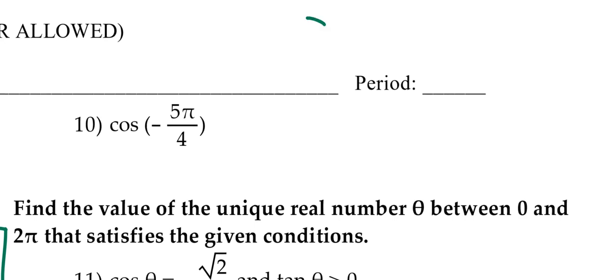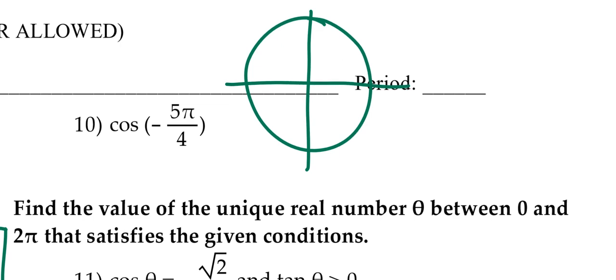Let's see. Negative square root 2. Okay, where's negative 5 pi over 4? It's the middle of the second quadrant. Middle of the second quadrant. Let's see if we agree. 1, 2, 3, 4. Yes!